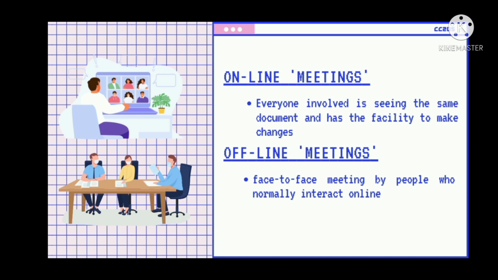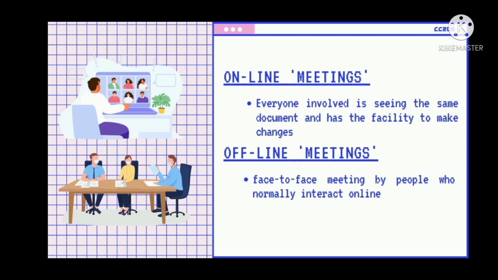Under the collaborative working, we have online and offline meetings. Online meetings, there are programs which allow you to share files or electronic whiteboards while simultaneously talking to someone or to a group of people. This means everyone involved can see the same particular document and has the facility to make changes, which can be seen by everyone in the particular group or organization.